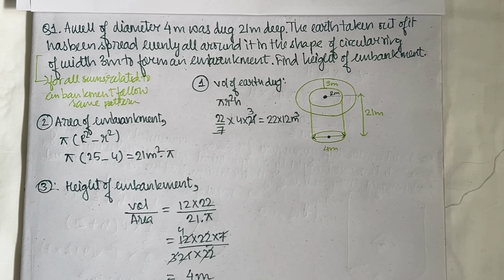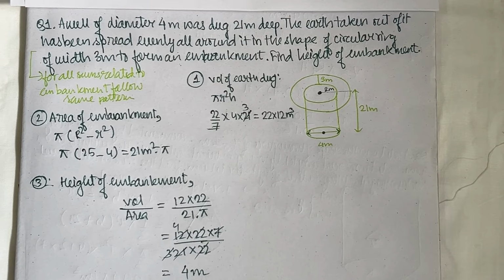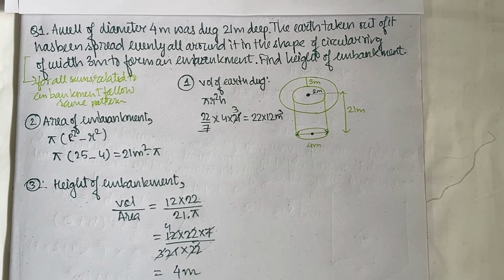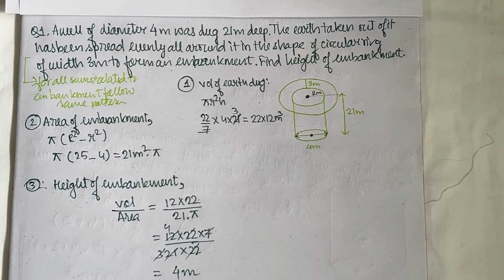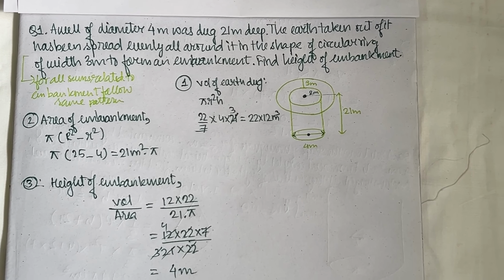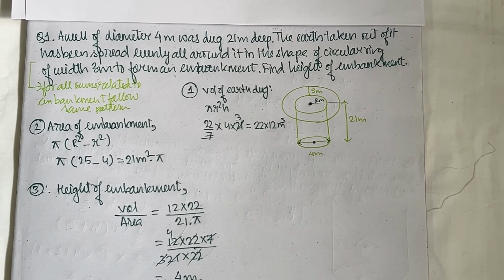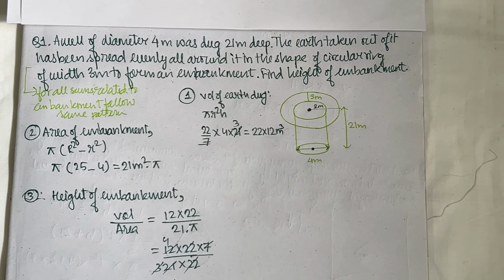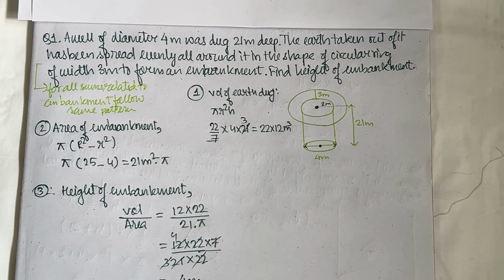Now for the first sum, it is said a well of diameter 4 meter was dug 21 meter deep. The earth taken out of it has been spread evenly all around it in the shape of a circular ring of width 3 meter to form an embankment. Find the height of the embankment.